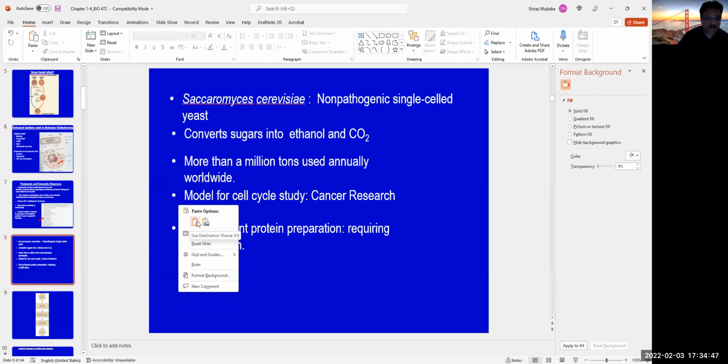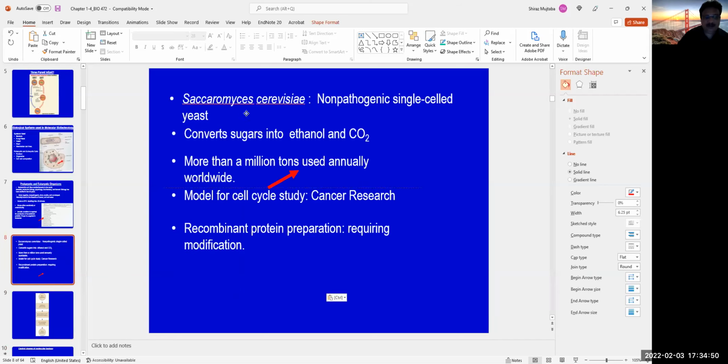For example, this is not a bacteria, and most people get confused. This is a single cell eukaryote, and they are non-pathogenic single cell yeast. They convert sugar into ethanol and carbon dioxide. But this yeast, S. cerevisiae, can be used for fermentation, and they can make protein.